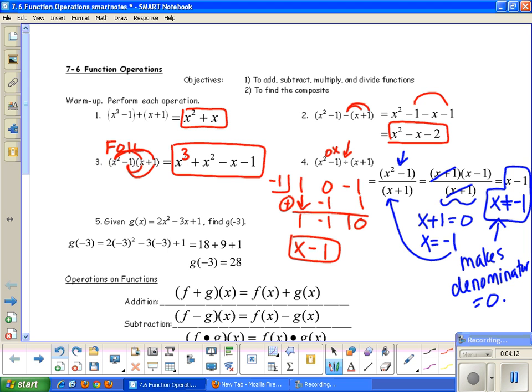So when you're doing these, you can use synthetic division to check your answer, because notice that we got the x minus 1 here for our solution, but we also need to be careful of what we're dividing by cannot be equal to 0.